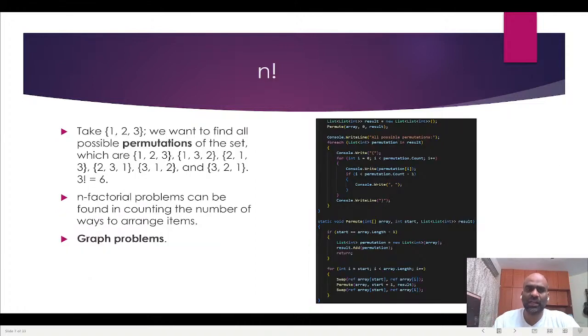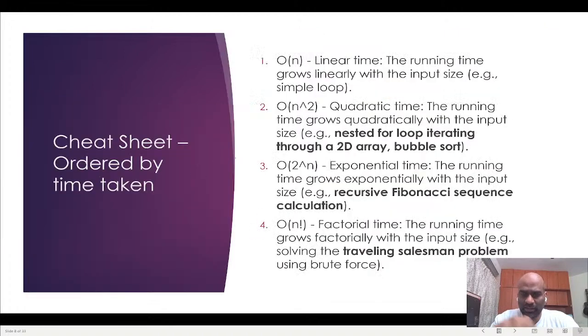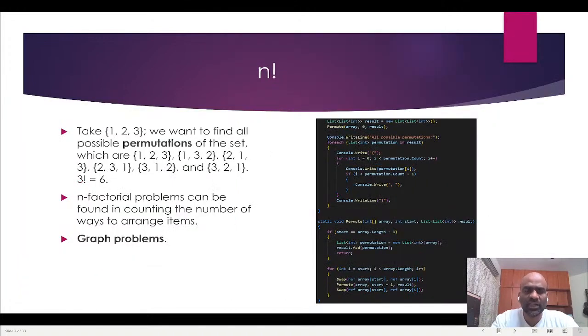And n factorial is the permutation problem. For example, there are 1, 2, 3 elements, and there can be permutations of 1, 2, 3. It can be 1, 3, 2; 2, 1, 3; 2, 3, 1; 3, 1, 2; and 3, 2, 1. So basically 3 factorial, which is 6. So any counting problem or arranging items is basically a permutation problem, which is n factorial.